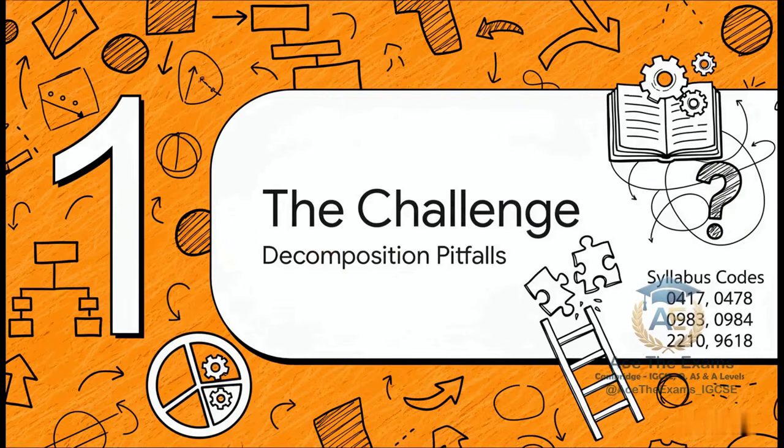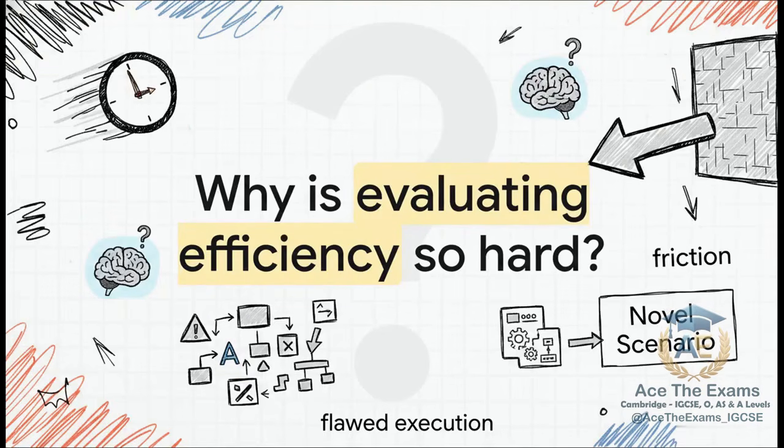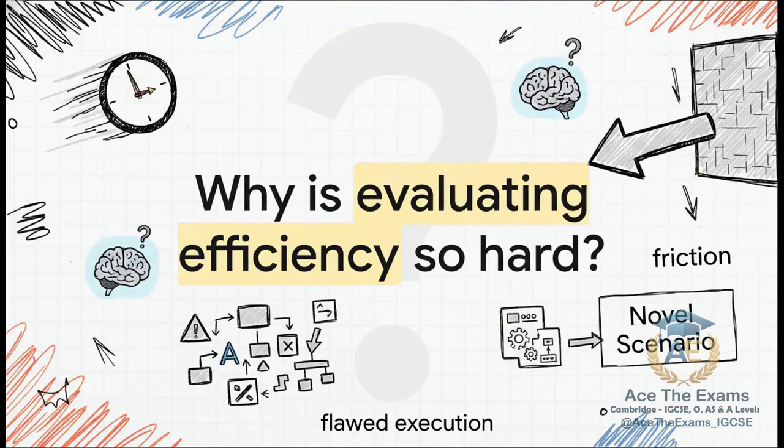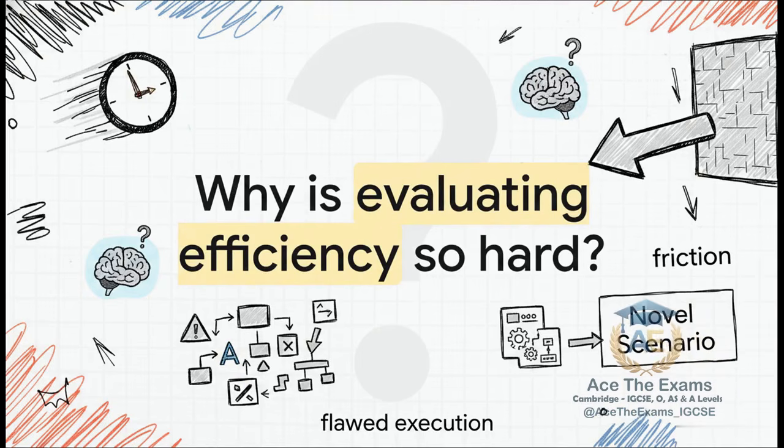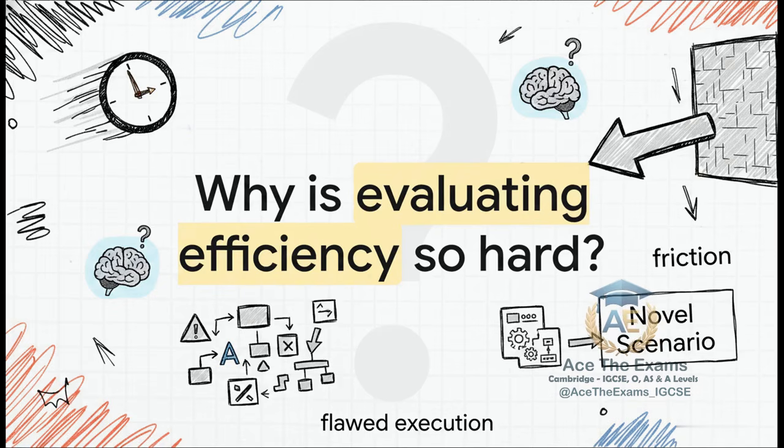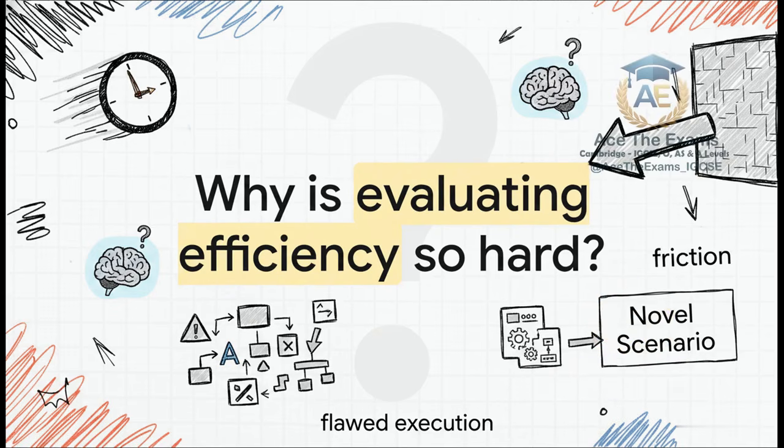All right, let's kick things off with section 1, the challenge. Specifically, we're looking at decomposition pitfalls. We need to start with a very real, very honest look at why candidates drop marks when breaking problems into subproblems. You see, it's almost never because they don't know how to code. It's not because they don't understand what a subroutine or a function actually is. Across all the syllabus codes, 0417, 0478, 0983, 0984, 2210, and especially the incredibly rigorous 9618 A level, the challenge is almost entirely about how candidates articulate their problem-solving process on paper.